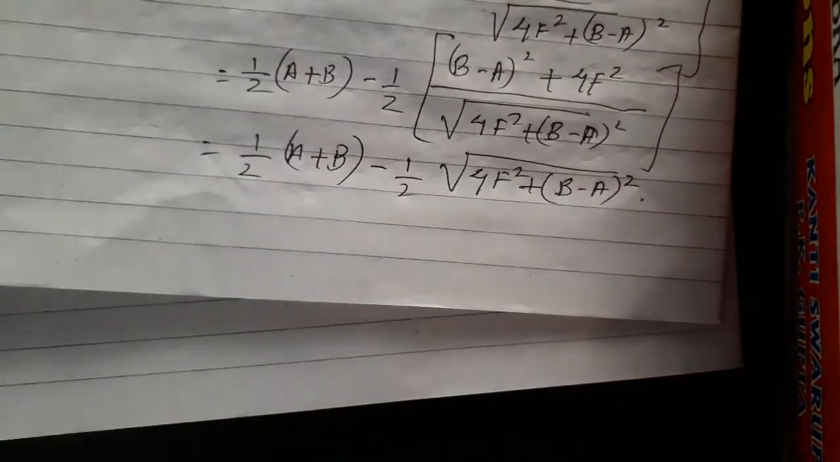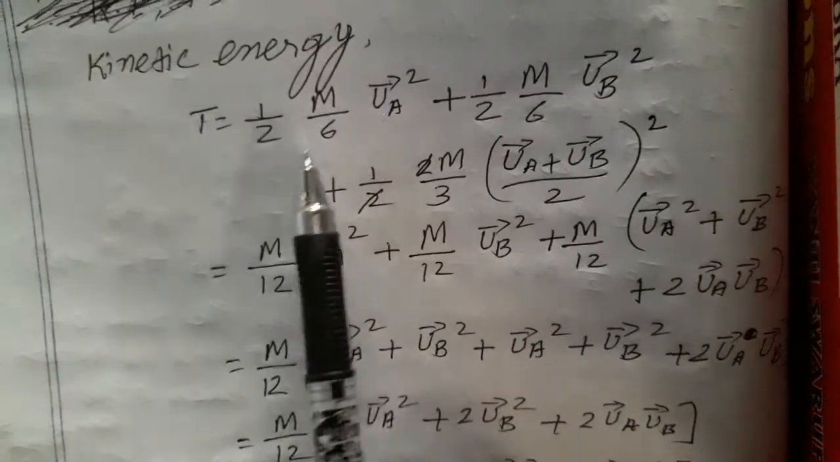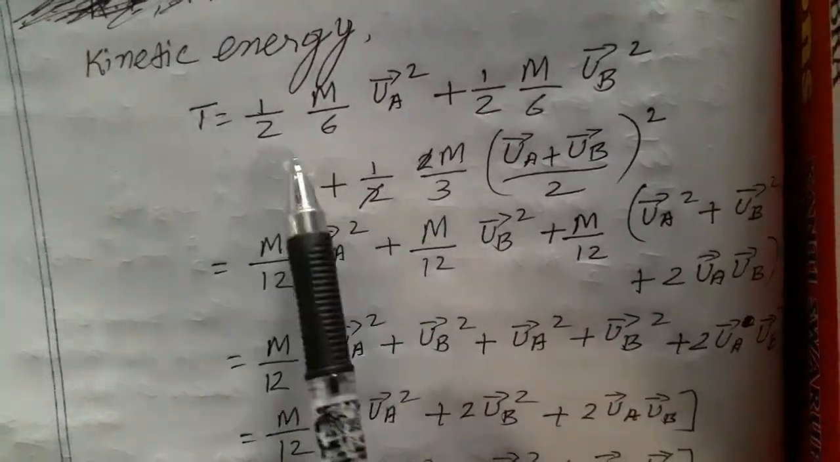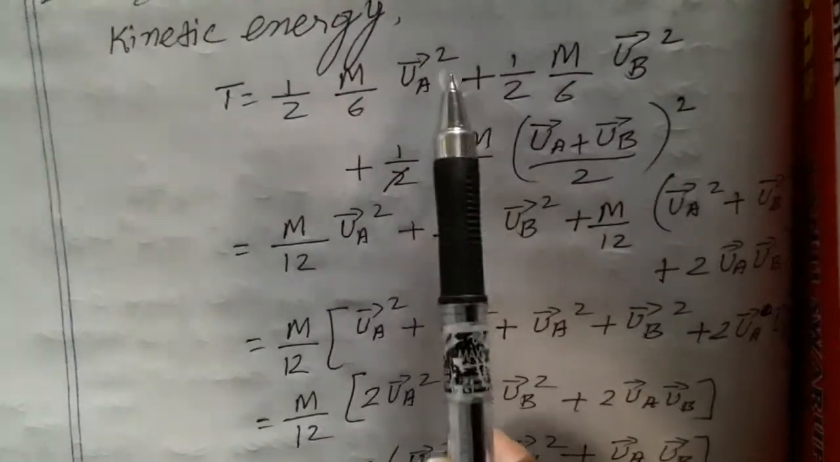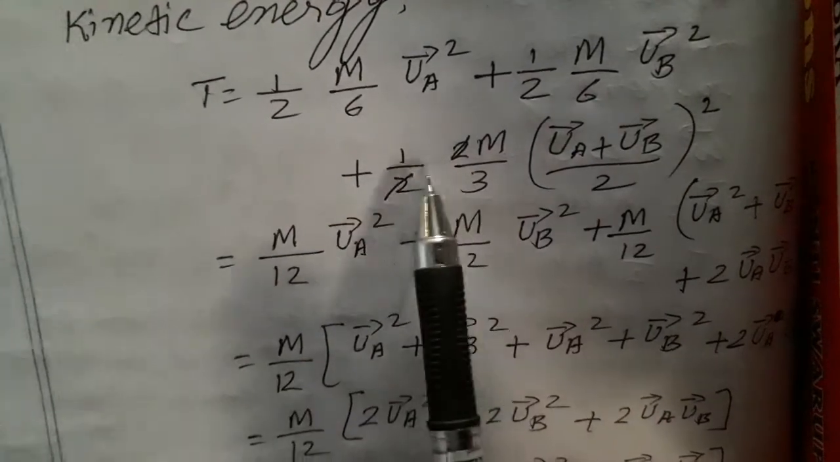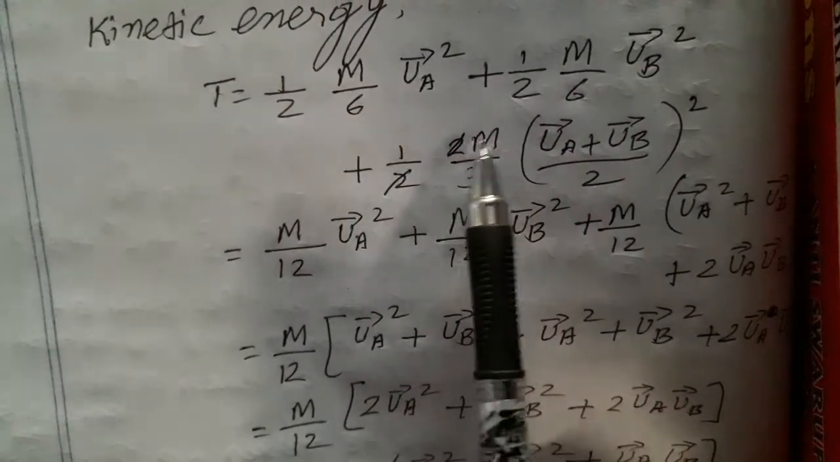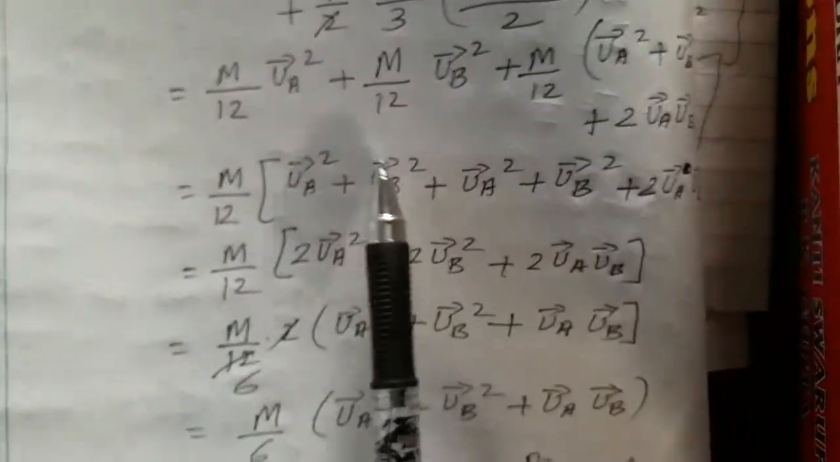The kinetic energy is nothing but half into mass into velocity square. So the mass at A of the rod gives half m by 6 UA square, plus half m by 6 UB square, and the mass at the centroid gives half 2m by 3 times (UA plus UB by 2) whole square. So you try to simplify this.